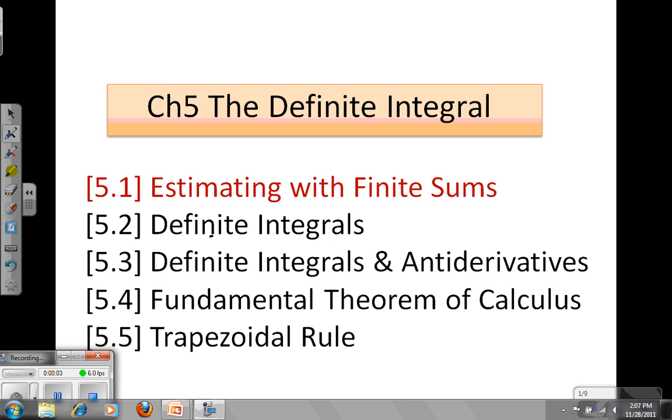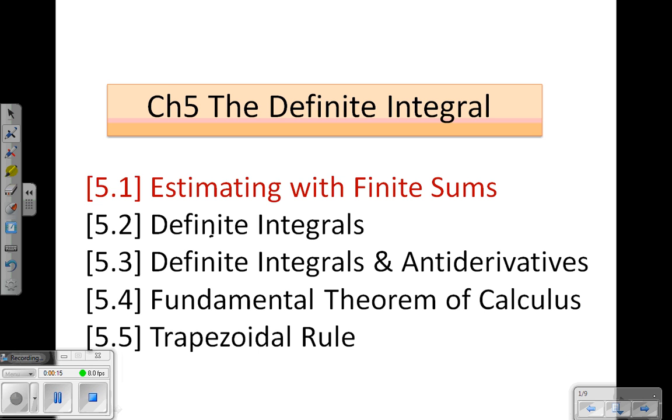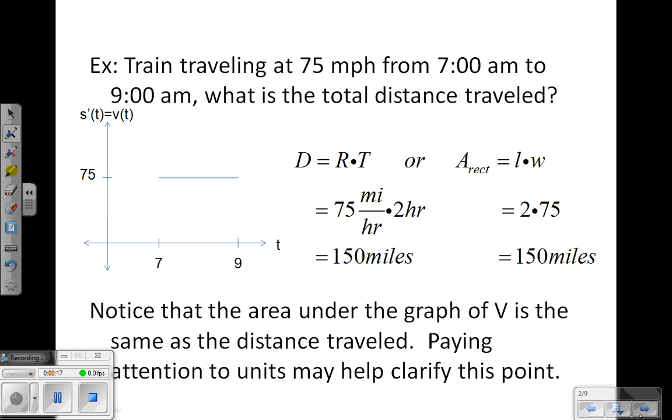All right, Chapter 5 we're starting today, the definite integral, and we're doing Section 1, which is estimating with finite sums. Starting off with a nice simple example, as simple as I could make it.